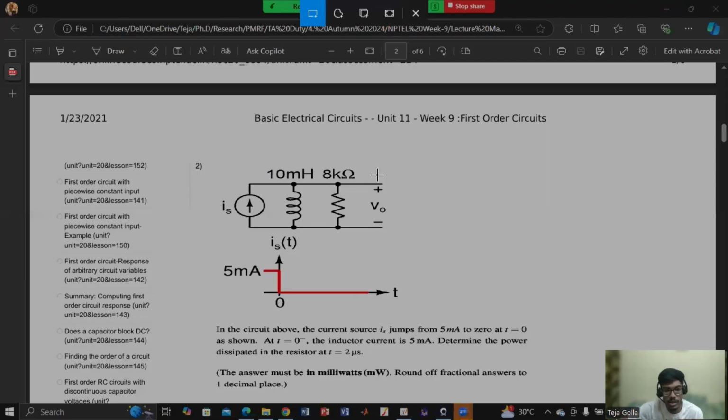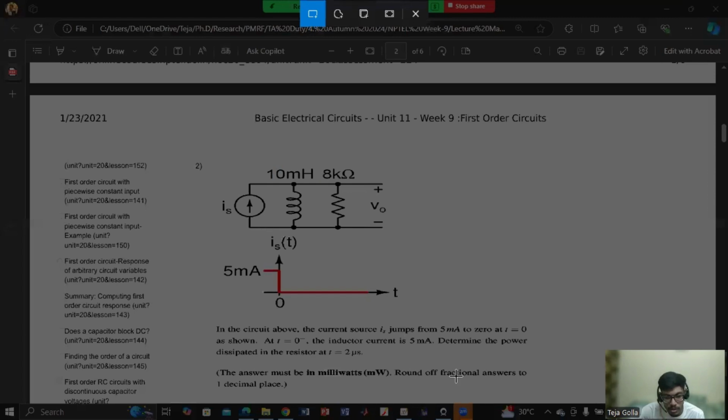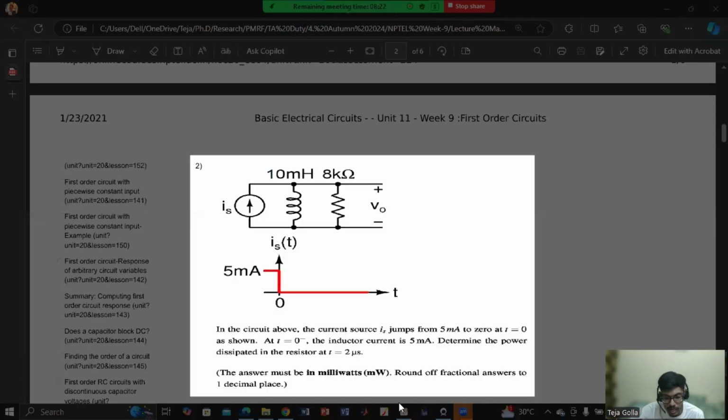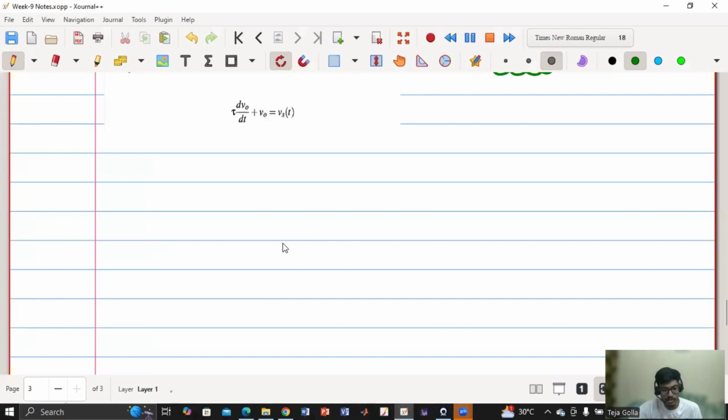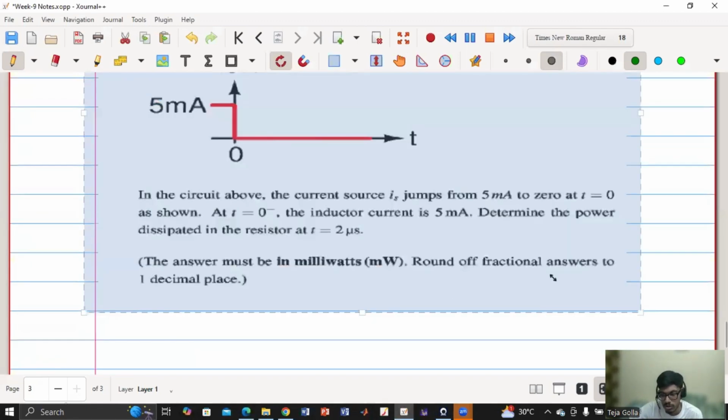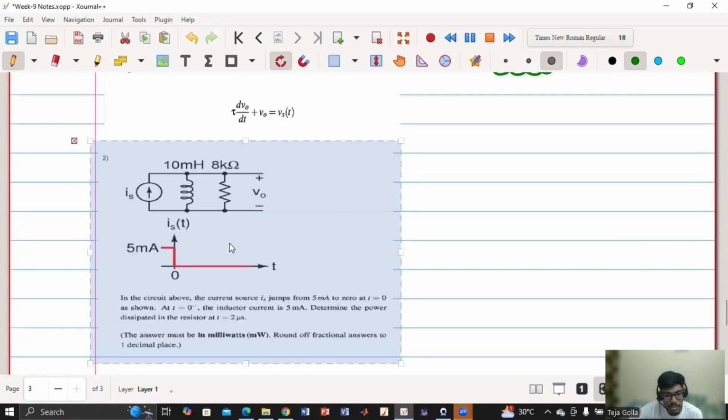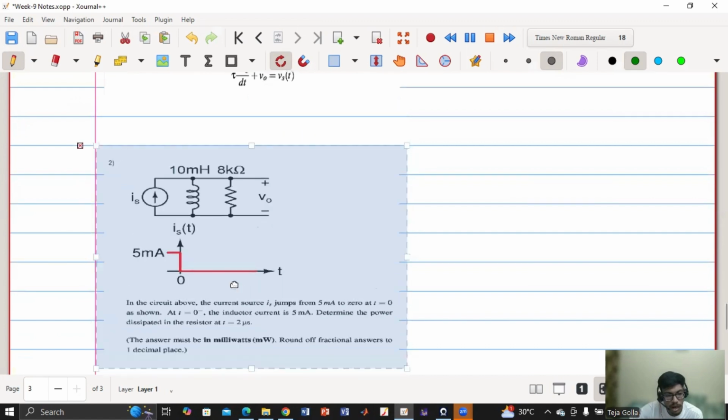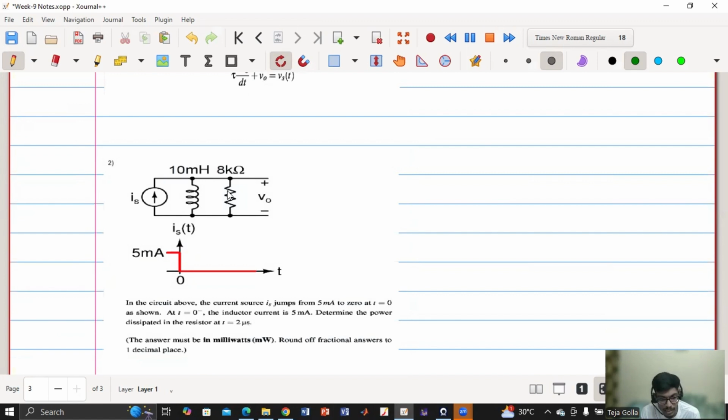Okay, so in question two, they have given current as the input, and again there is one RL network, and they are asking what is the power dissipated. So I know power dissipation is I square into R, the resistor current square into R. They have given IS of t to be initially 5 milli and then it is given zero, meaning the current source is not there.